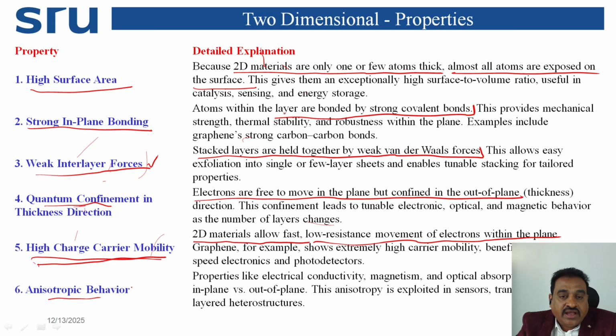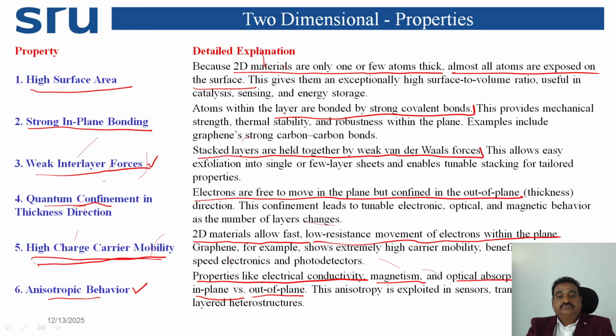Coming to anisotropic behavior. Properties like electrical conductivity, magnetism, and optical absorption are different in plane versus out of plane. This type of anisotropy is exploited in sensors, transistors, and layered heterostructures.